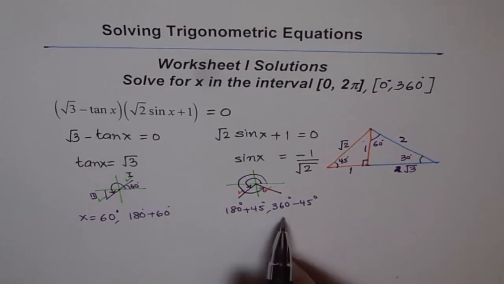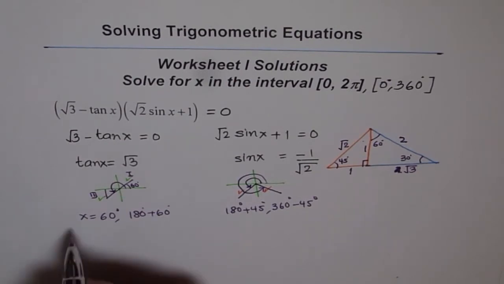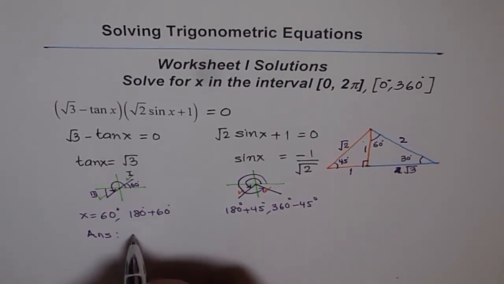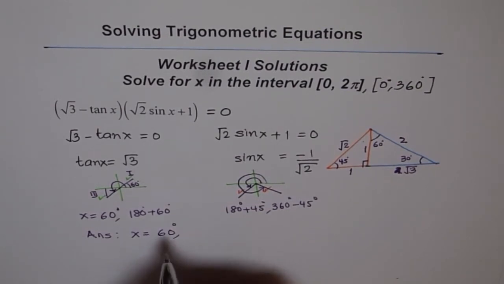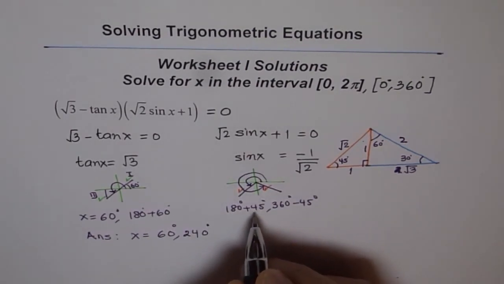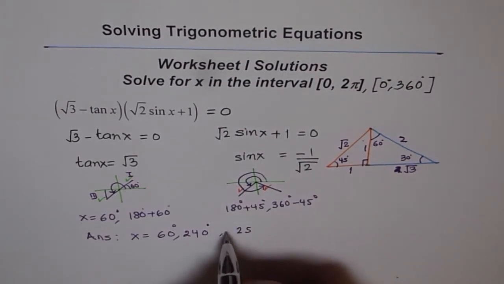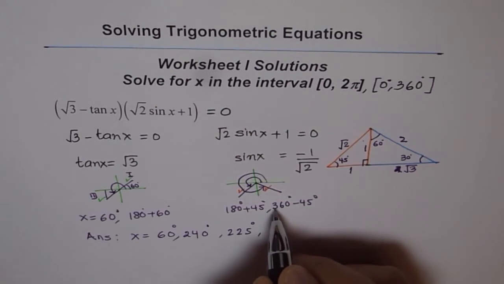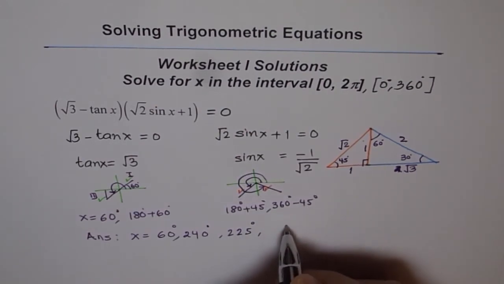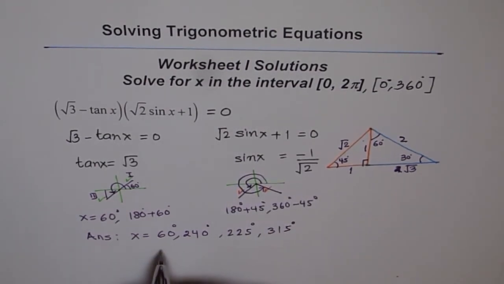And therefore, combining both the solutions, we get four solutions to this factored form of quadratic equation, right? So we get answers as x equals 60 degrees, 180 plus 60 is 240, and then we got 180 plus 45, 225 degrees, and 360 minus 45, 315 degrees. So these are the four answers for this particular equation, correct? So that is how we have to do it.